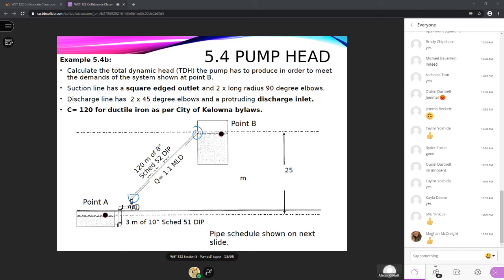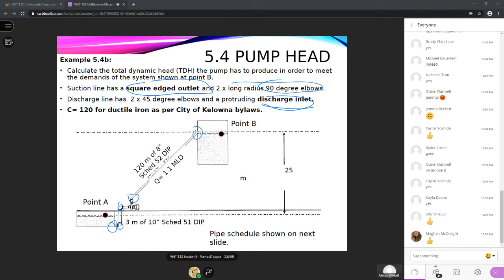And that's it. And so we've still got to do the discharge here, and we've got a square-edged outlet on the suction side, which is located down here. And we've got two 90-degree elbows. So we've got elbow and elbow. So why don't we finish the discharge line by calculating the K value for the discharge inlet next. Okay. So we are going to do that.